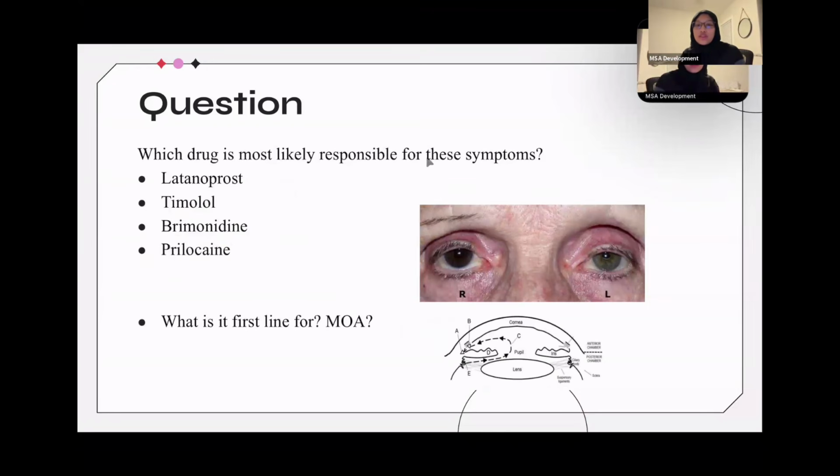Which drug is most likely responsible for these symptoms? So you see on the right side, darkening, eyelash atrophy. This is prostaglandin. What is the first line for? What is the condition? Open angle glaucoma over a long period of time. What is the mechanism of action? It increases outflow, mainly not through the angle but through the pores. B and A, both of them will increase outflow, but more of B than A, because B is like the pores, the uveoscleral pathway, rather than the trabecular meshwork pathway. So mainly B and A.